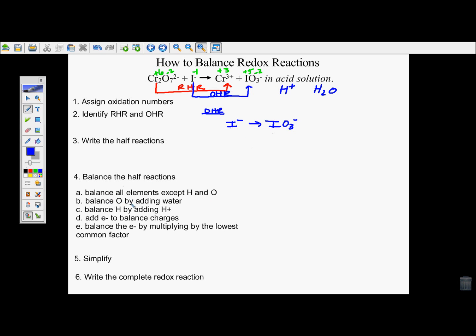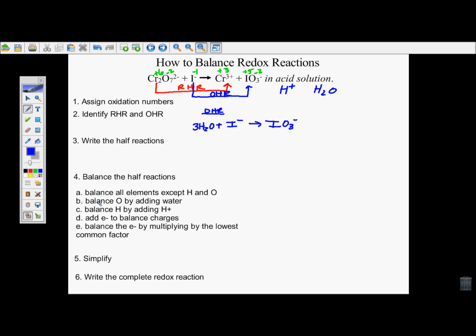Then 4B says you're going to balance your oxygen by adding water, because you'll notice that there's no oxygen on the reactant side. So where did this oxygen come from? Well, it came from your acidic solution. So we're going to balance our oxygens by using the water molecules that are available. So if you need 3 oxygens, you have to add 3 waters over here.